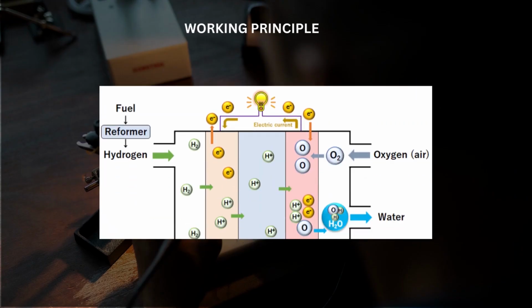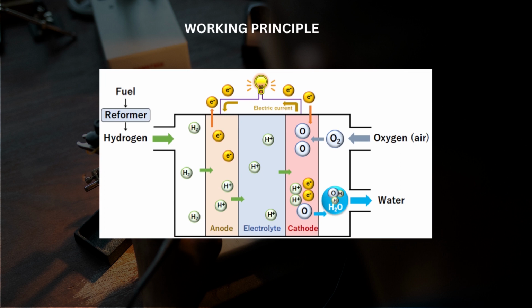The basic principle of the fuel cell can be understood from this figure. The fuel cell is based on an electrochemical process that converts the chemical energy of a fuel and oxidizing agent directly into electrical energy, heat and water.